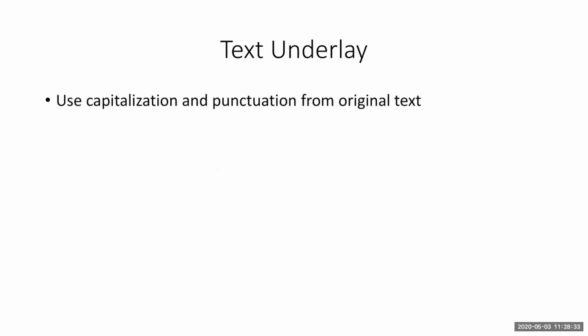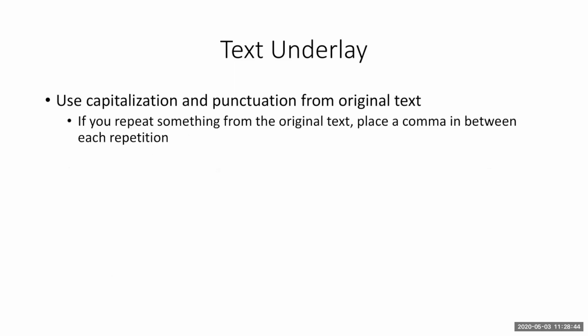When you are putting the text with the music, you want to use the capitalizations and the punctuation from your original text. And that, again, helps with clarity so that the singer can understand the text. If you happen to repeat something from the text, then usually you would put a comma in between each repetition. But otherwise, just use the same punctuation from the text.